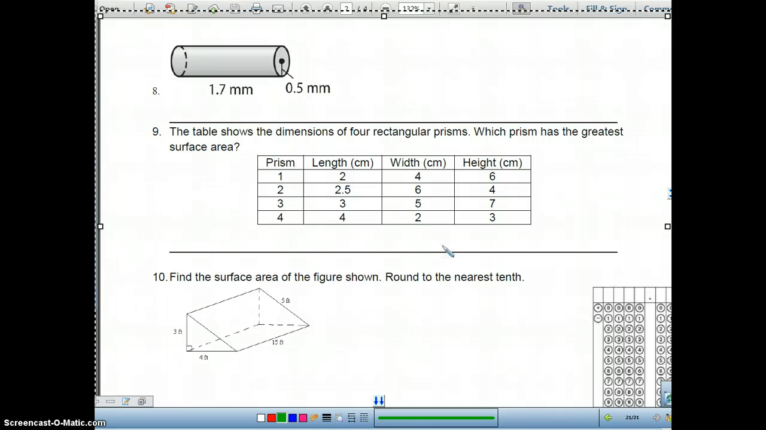All right, we're finding the volume of that figure. What is that figure? A cylinder. How do I find the volume of a cylinder? Oh, that's awesome. Everybody said it. V is equal to pi r squared h.